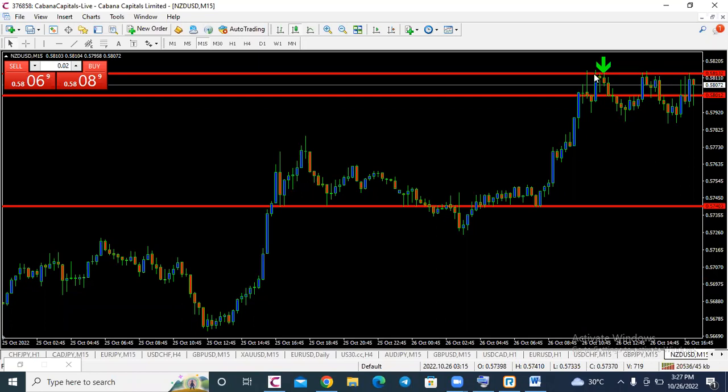Because the sniper profit indicator is above a candlestick. Let me show you more example.